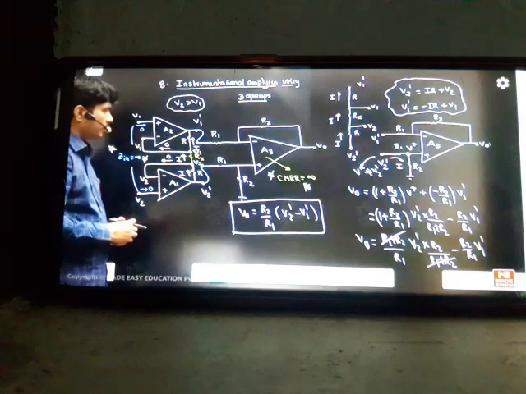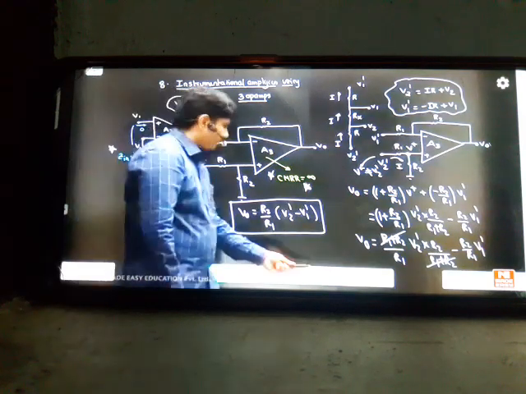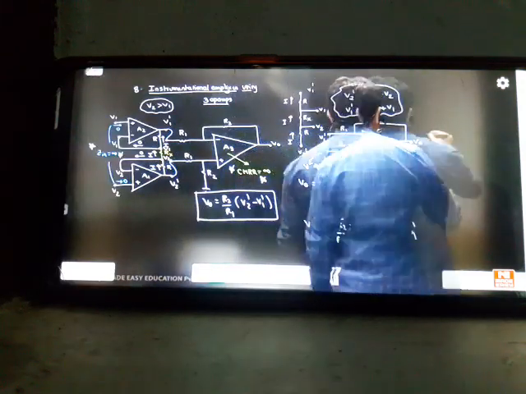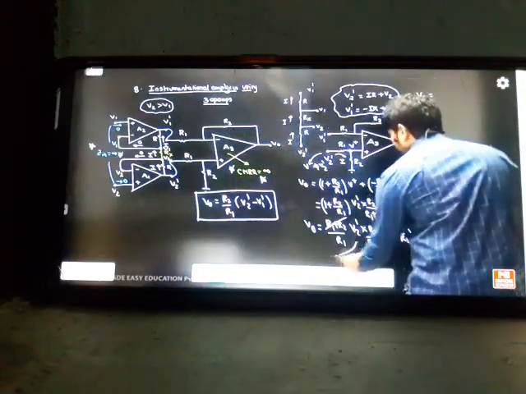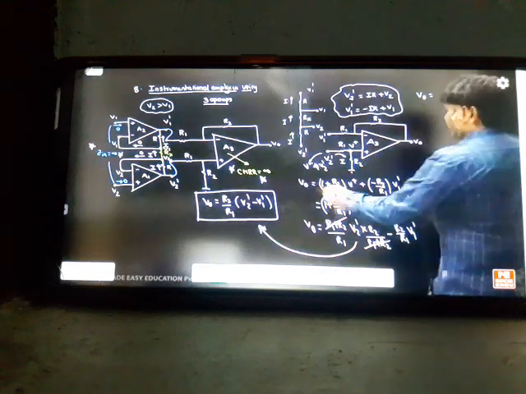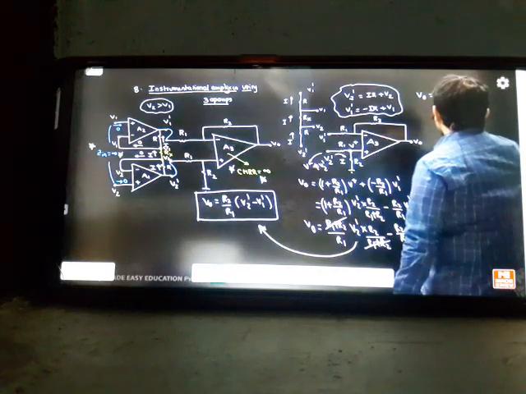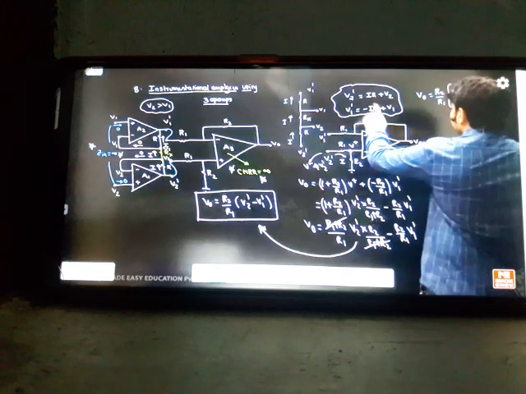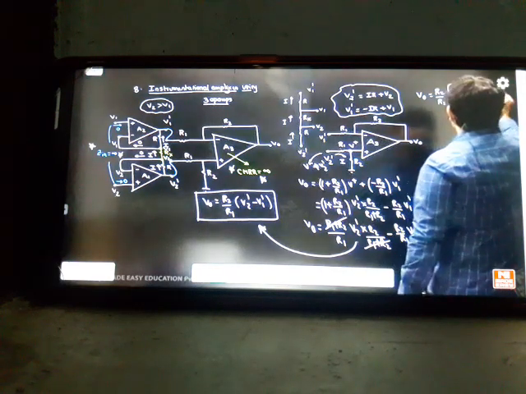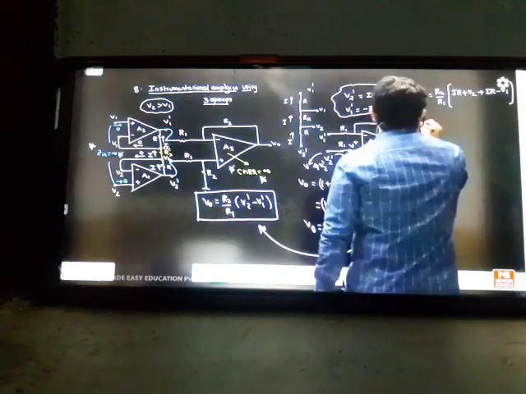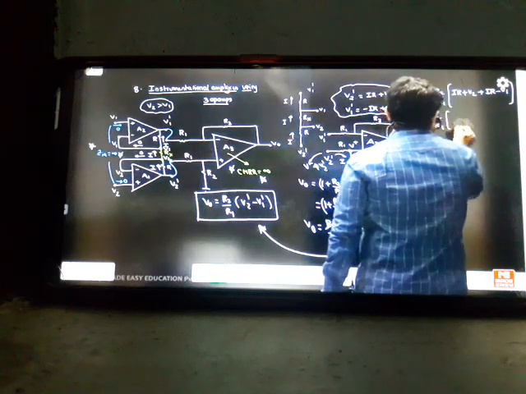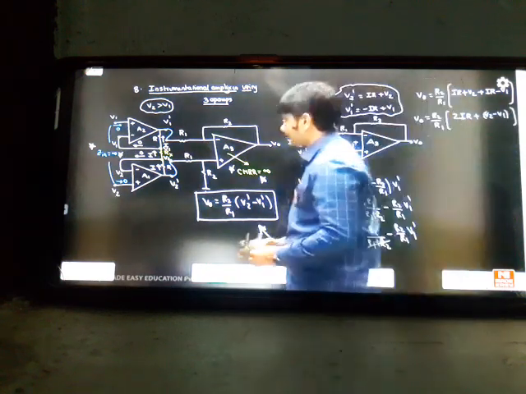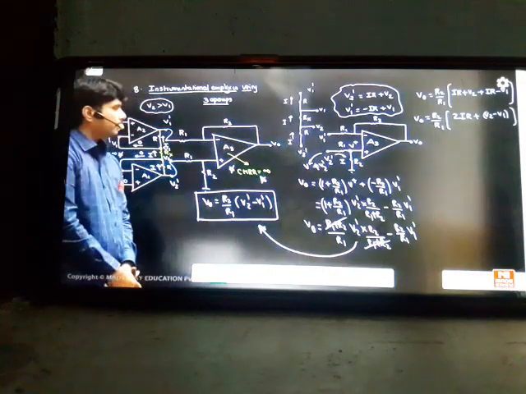So V0 is R2 by R1 into V2 dash minus V1 dash. If we get up to here, we can solve the answer now because we know what V2 dash and V1 dash are. So I'm writing that step again here: R2 by R1 into V2 dash, where V2 dash is IR plus V2. Substitute this answer. Minus of minus becomes plus IR. Minus V1 will come. So V0 will become R2 by R1 into 2 times IR plus V2 minus V1. So like this you can simplify the concept.